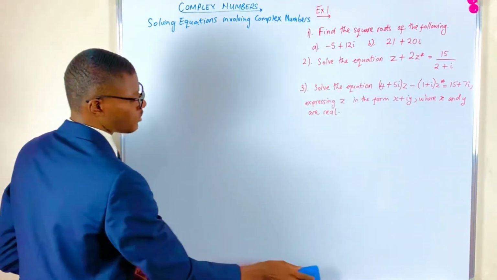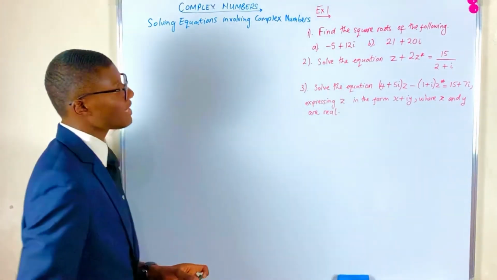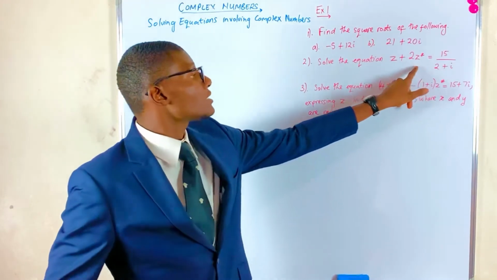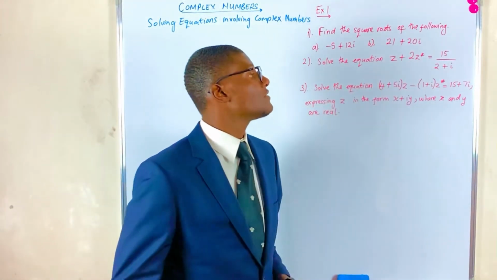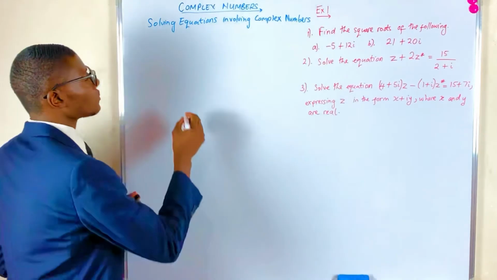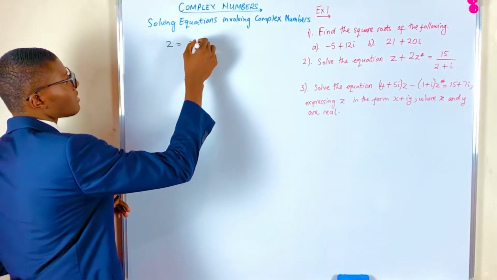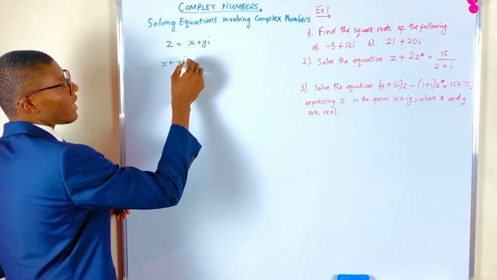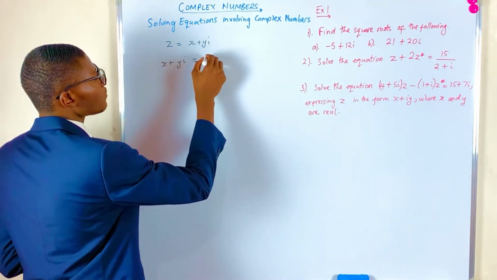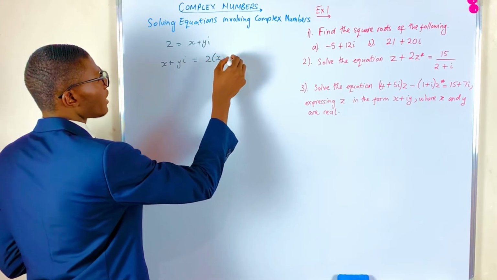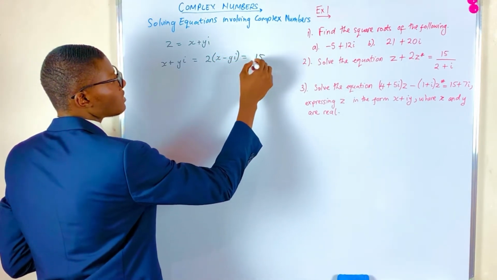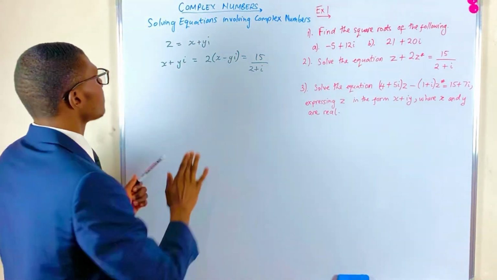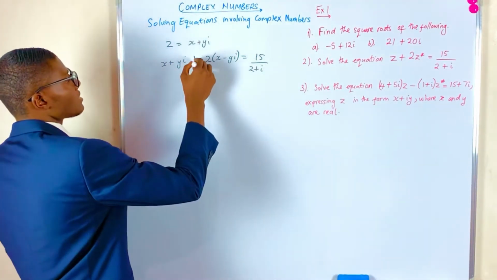Okay, so for number 2, we've got: solve the equation z plus 2 times the complex conjugate of z equals 15 over 2 plus i. So if we let z be x plus yi, then we're saying x plus yi plus 2 times (x minus yi) is equal to 15 over 2 plus i. And of course, this is a plus here.